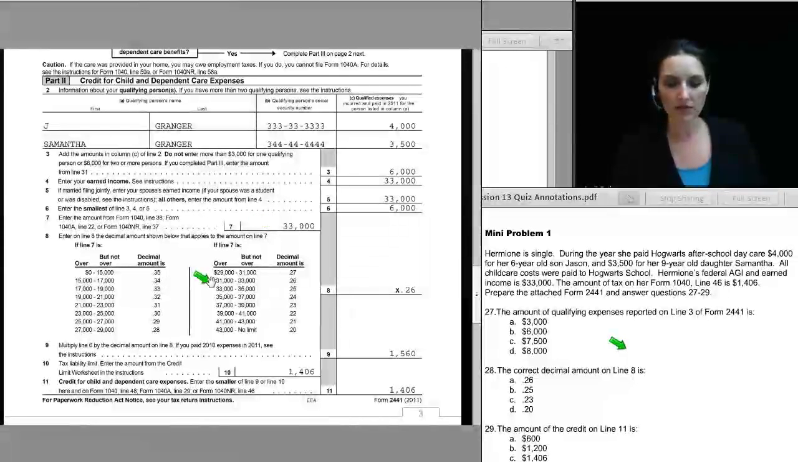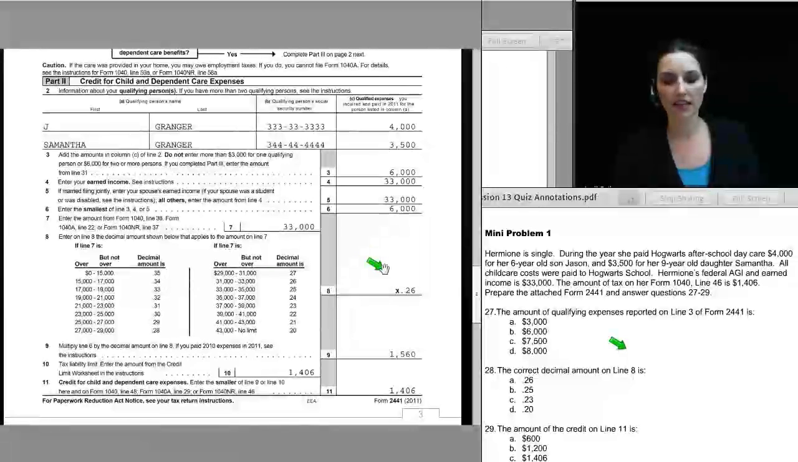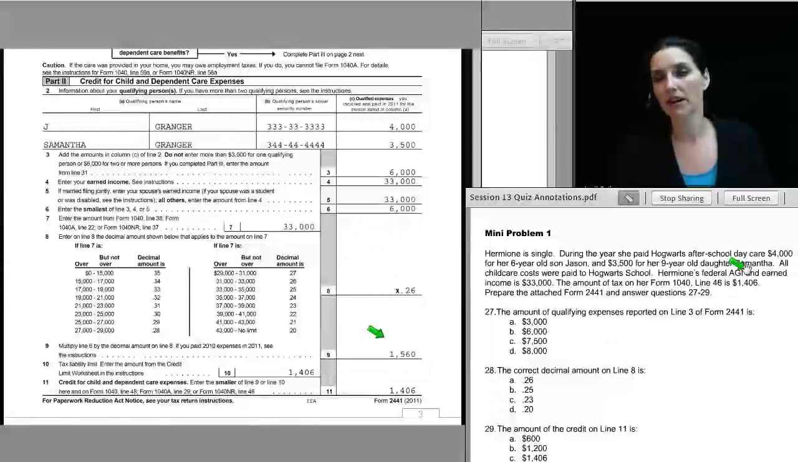The amount is $33,000, but it is not more than $33,000, so we follow the table across and we come up with a decimal factor of 0.26. We enter 0.26 on line 8, multiply that amount by $6,000, and we get $1,560. Now, I did want to draw your attention to the fact that on Hermione's Form 1040, the total tax showing on line 46 of her 1040 is $1,406. That's her tax before credits, and she, of course, cannot claim credits that exceed her tax.